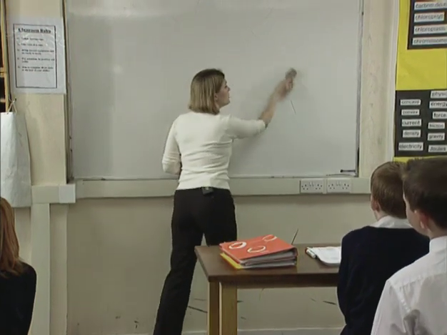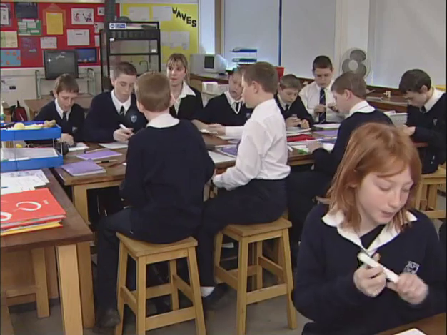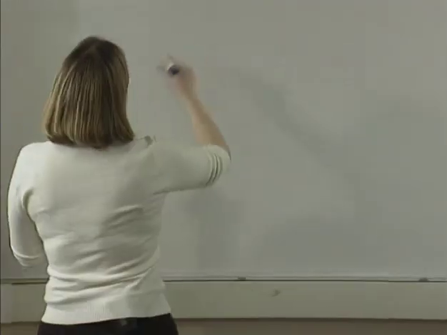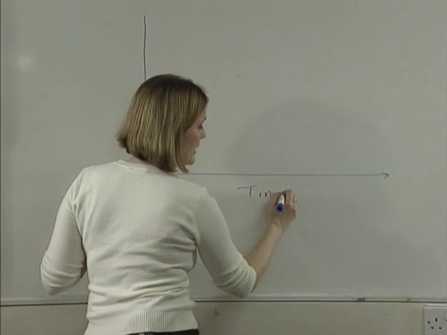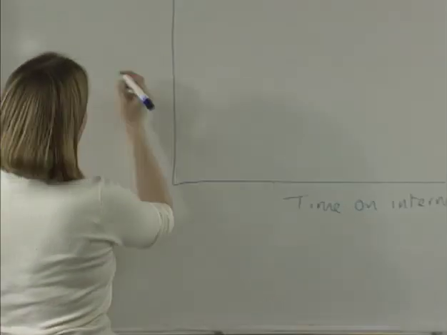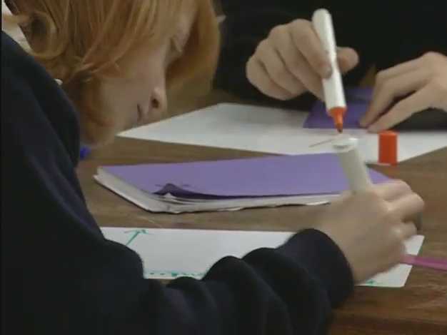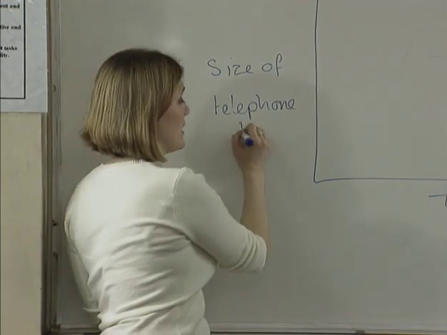What we're going to do now, you're going to have another go at another graph, looking at the size of your telephone bills at home. I want you to see if you can plot what shape graph you think you're going to get. Draw axes on your boards, and have a think about what shape graph you would get for the time you spend on the internet with how big the telephone bill is. In pairs, discuss what shape graph you're going to get for this one.